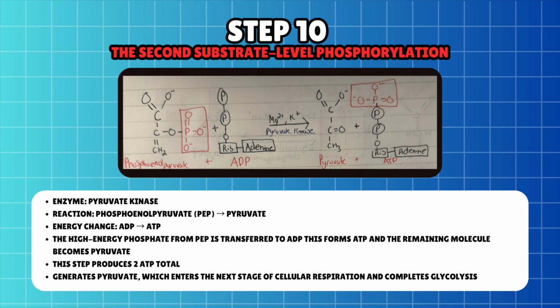In this step, the high energy phosphate from the PEP, which I talked about in the last step, is transferred to ADP. This forms ATP, and the remaining molecule becomes pyruvate. This step produces 2 ATP total and generates pyruvate, which enters the next stage of cellular respiration. And this marks the end of glycolysis as a whole.